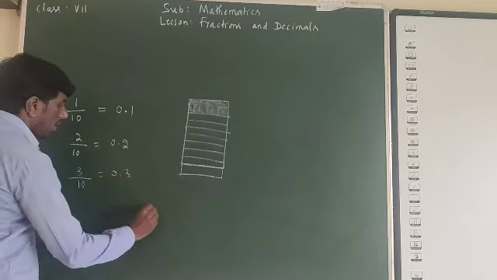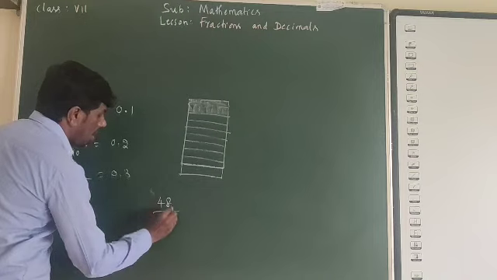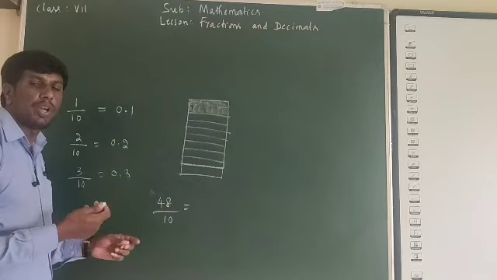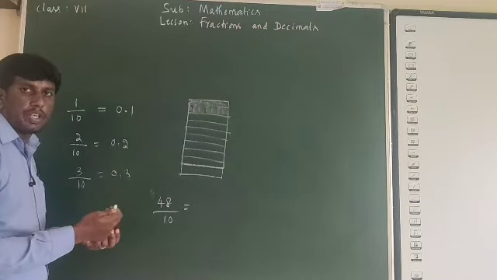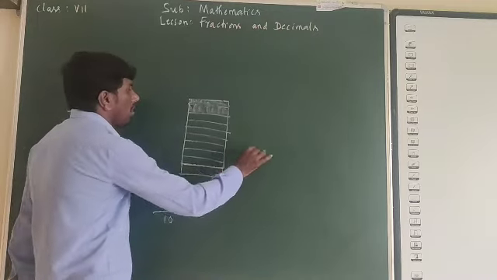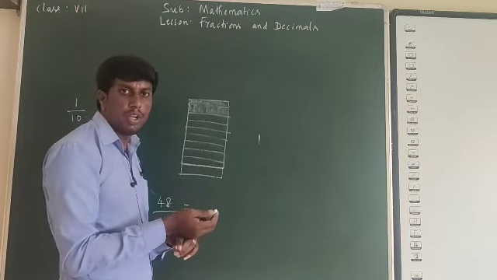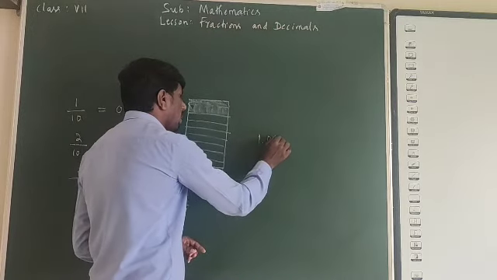So, I will take 48 by 10. Let me take 48 by 10. How to write this in terms of decimal form? It is not 0.48, it is 4.8. So how to write that? By default, if I write 4, then where is the decimal point? I'm having a decimal point here. 1 in the sense it's nothing but 1.00.